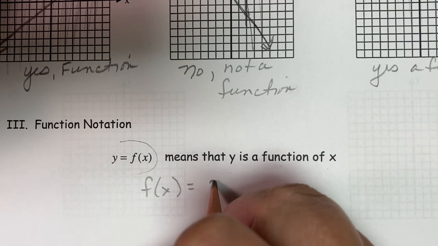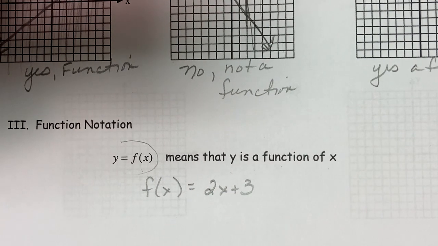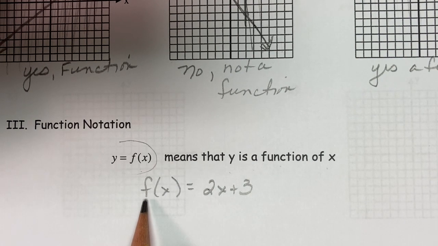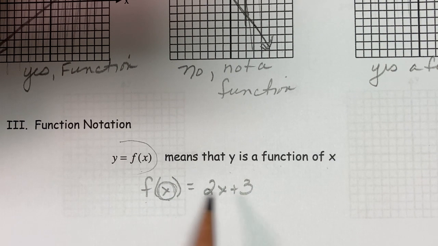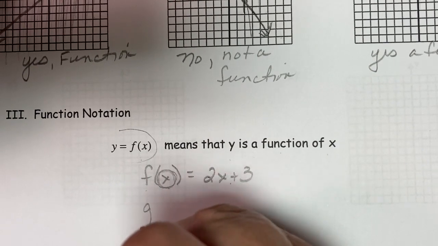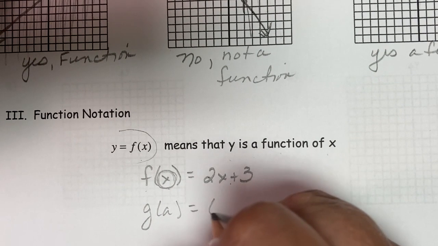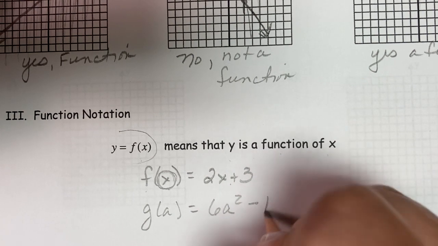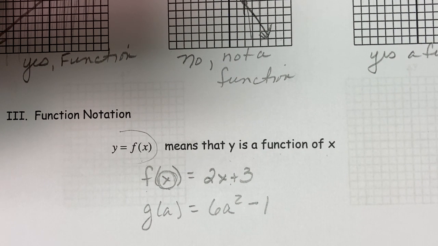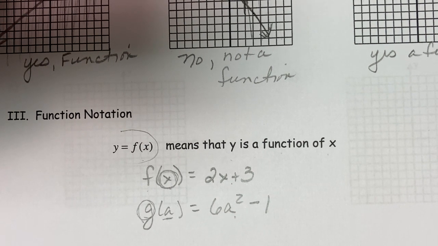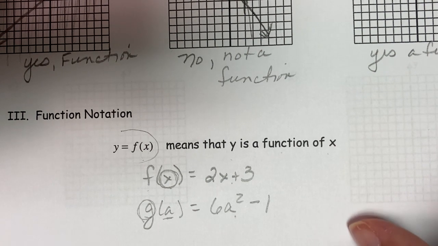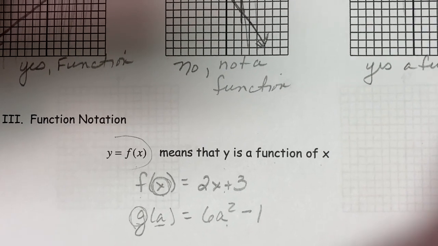So for example, if I had f of x equals 2x plus 3, all that means is my function's name is f, and this is the variable that is used in the function. That's all that means. If I have g of a equals 6a squared minus 1, that's a function. Its name is g, and the variable used is an a. So that's all it means. But we can only write functions in this function notation.